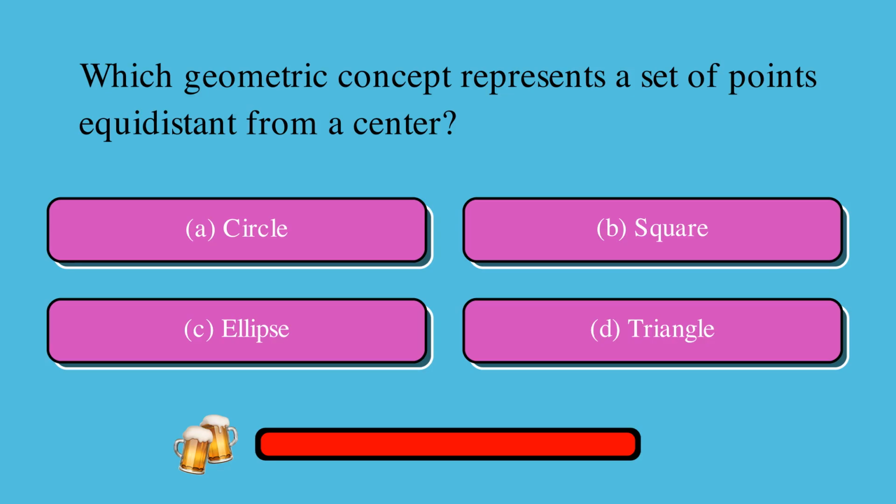Which geometric concept represents a set of points equidistant from a center? Is it A, circle, B, square, C, ellipse, or D, triangle? The correct answer is A, circle.